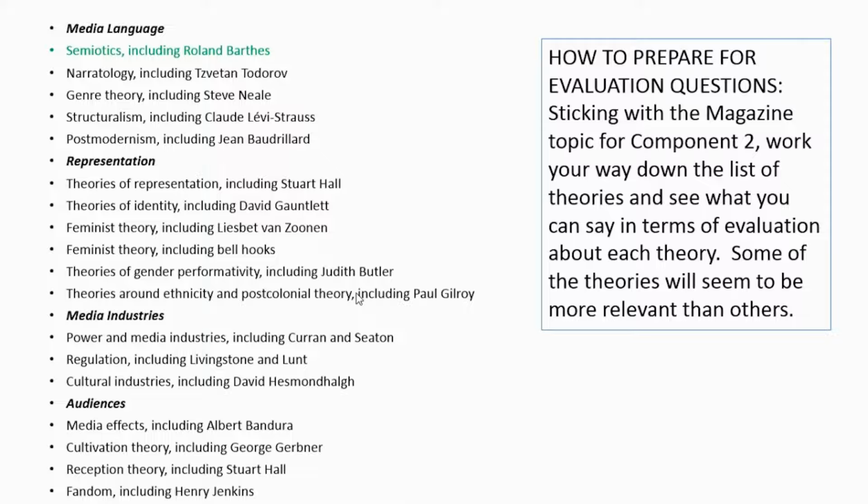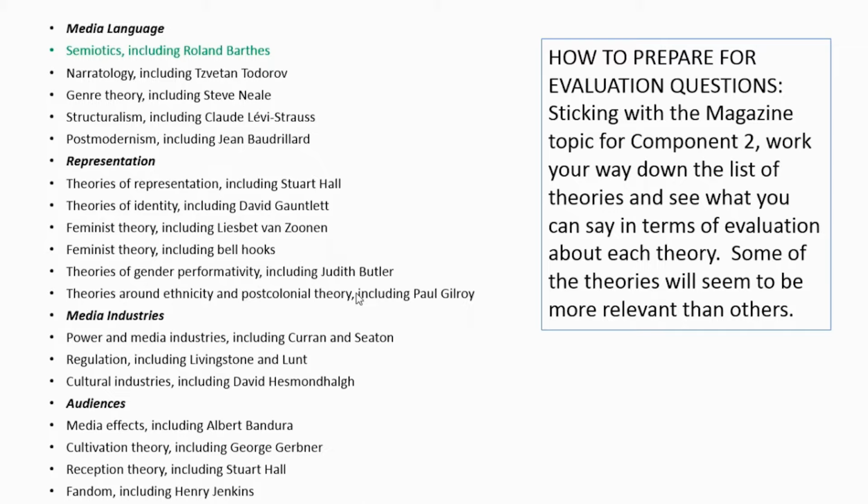The problem is there are a lot of theories and a lot of particular texts that could come up. So once you've done that with something like Barthes and magazines, the next step is to stick with that topic of magazines, but start working your way down the list of theorists and see for each one why that theory or theorist might be useful for looking at that particular type of product and why it might not be useful, like what are the weaknesses.